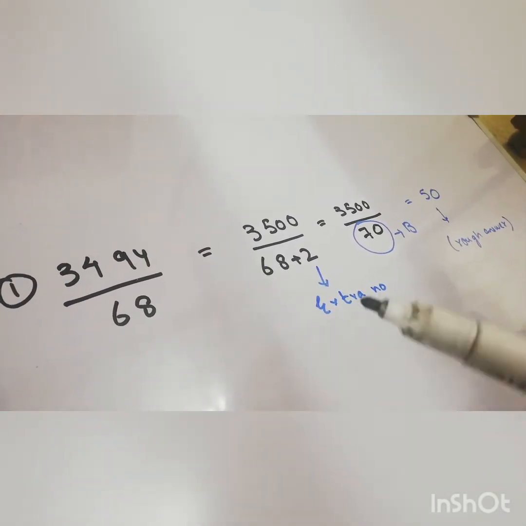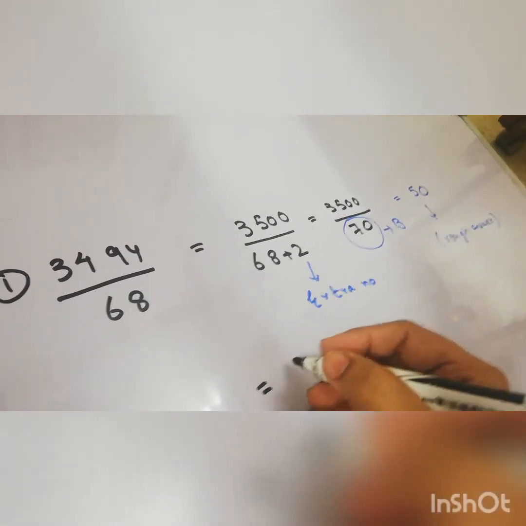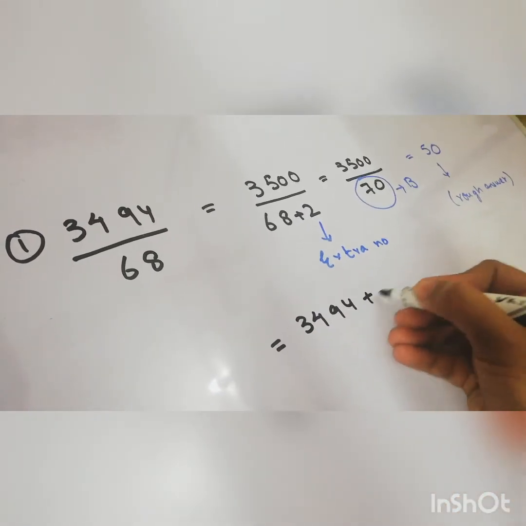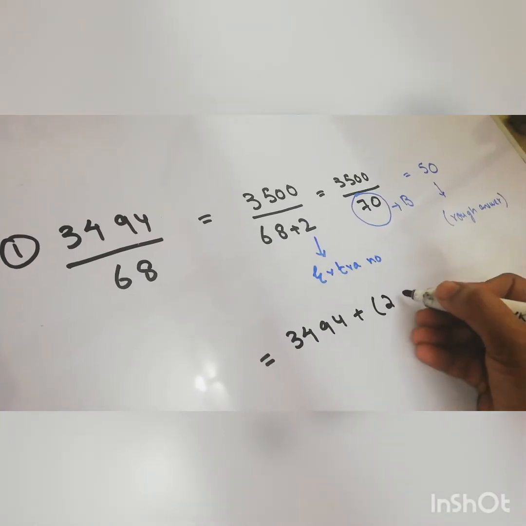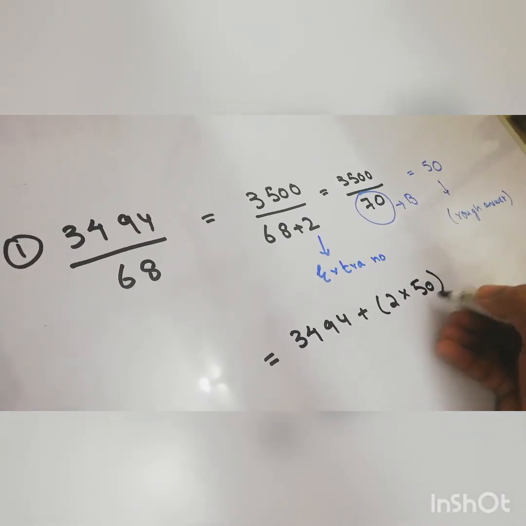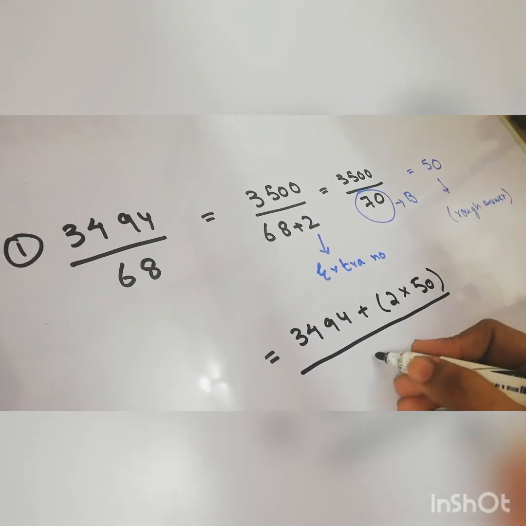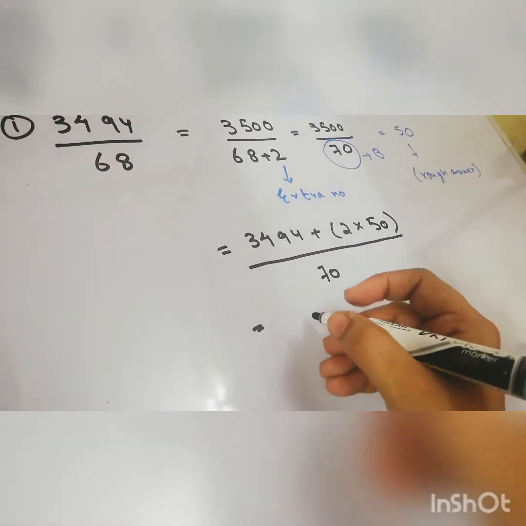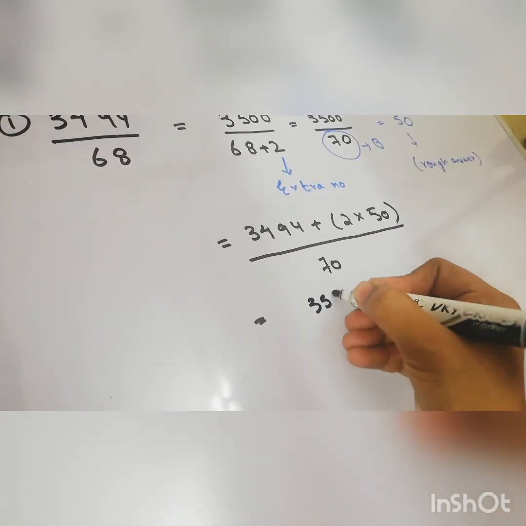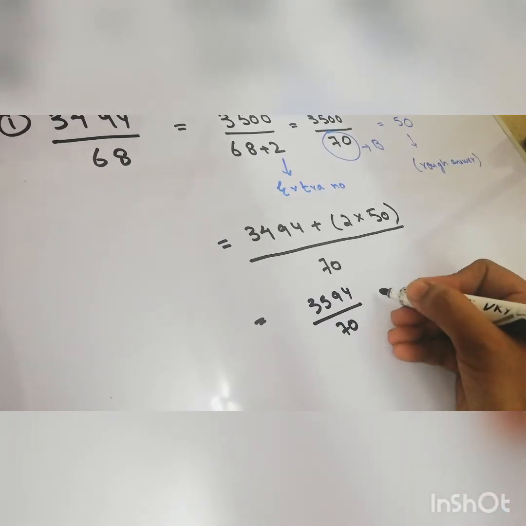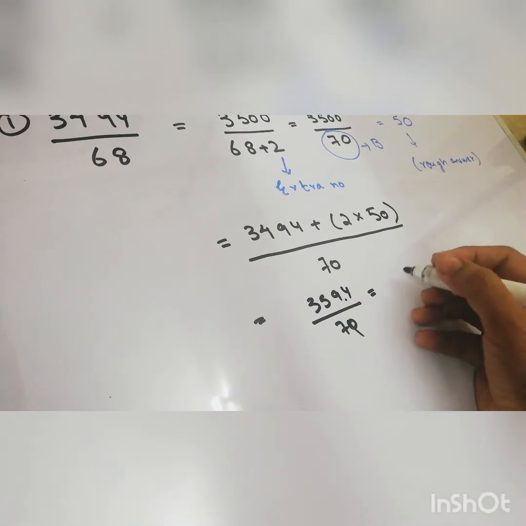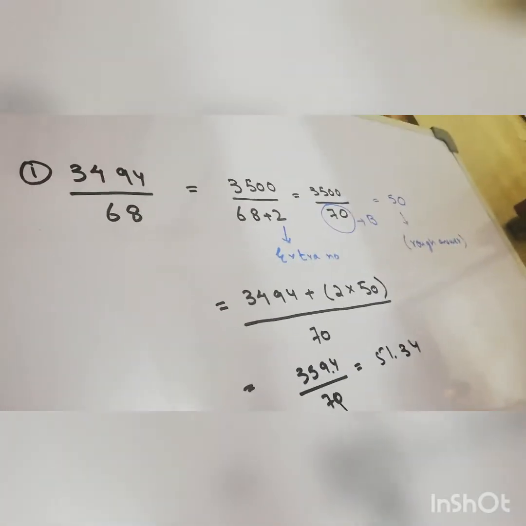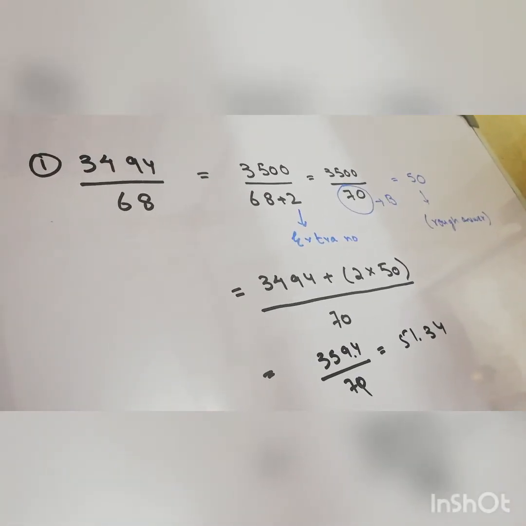Friends, in my next step, I will write 3494, and I will add the multiple of my extra number, which is 2, and my rough answer, which is 50, and I will divide it by my base number. So 3494 plus 100 over 70 will be equal to 3504 divided by 70. I will add the decimal. So 350.4 divided by 7 will be equal to 51.34, which will be the same if I divide 3494 by 68.